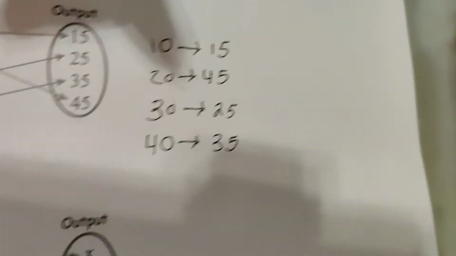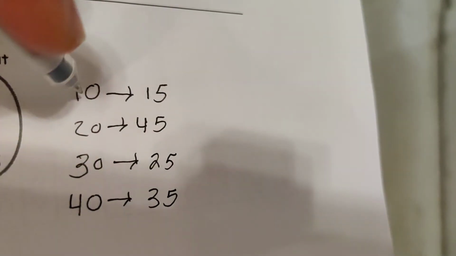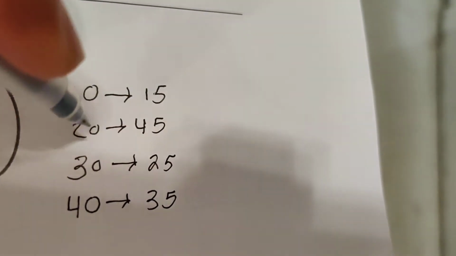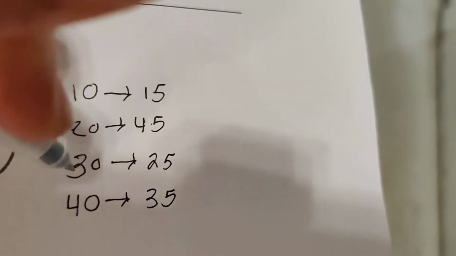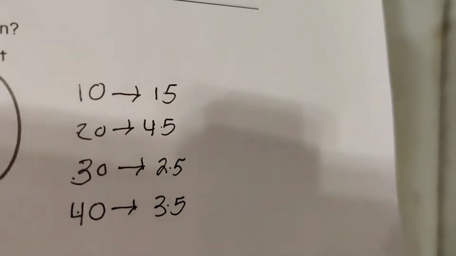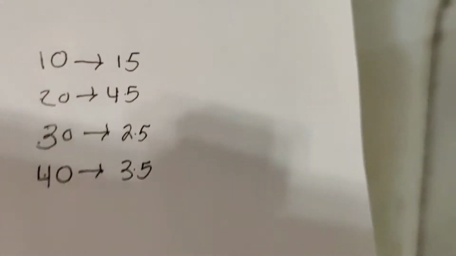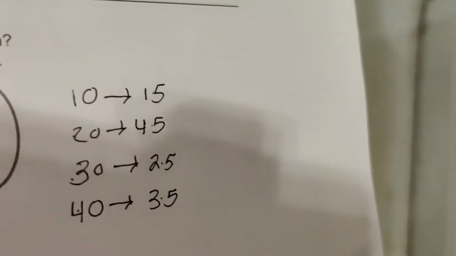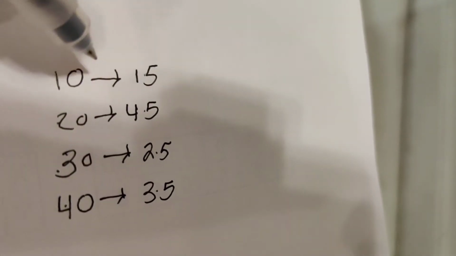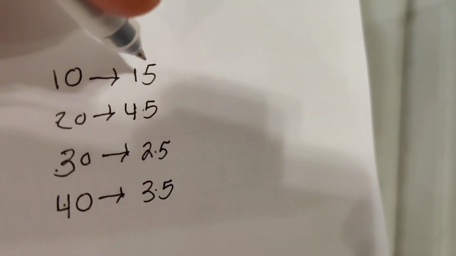So if we take a look at what we have, this input gives me only one output. Input, only one output. Input, only one. Okay? So because this mapping diagram tells us that every input gives me only one output, this is a function. Oh, where am I? Okay.